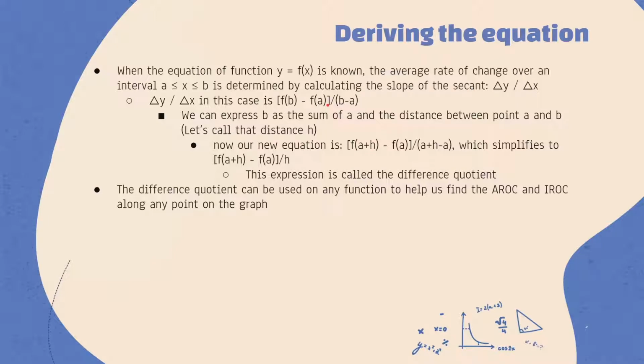This right now doesn't allow us to do anything too useful because we still have two unknowns with two different points. However, we can express b as the sum of a and the distance separating point A and point B. So in this case, let's call that distance h. So now, substituting a plus h for b, we actually get f of a plus h minus f of a divided by a plus h minus a. Of course, a minus a is nothing, and so we actually get f of a plus h minus f of a, all divided by h, which is again the distance between points A and B.